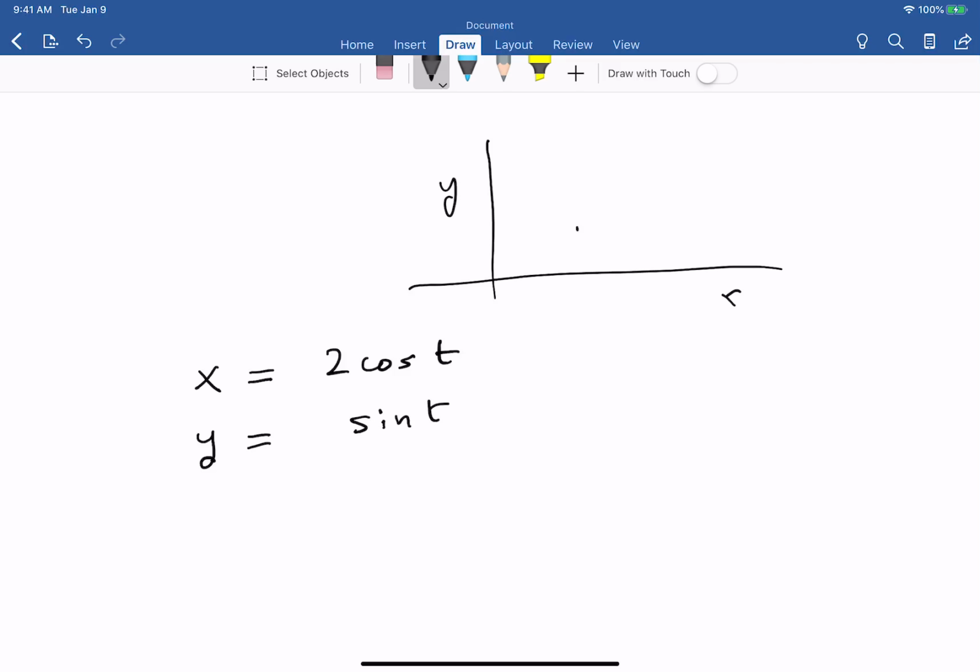So how are you supposed to find out the motion of the particle? Well, you can plug in different values of t. For example, if you plug in t equals 0, then you find that x is equal to 2, y is equal to 0. So that means when the parameter t is 0, the particle is located at the point 2, 0, right? You can plug in t equals pi as another example. I'm just picking these values at random. Then x is equal to 2 times cosine of pi, which is minus 2.